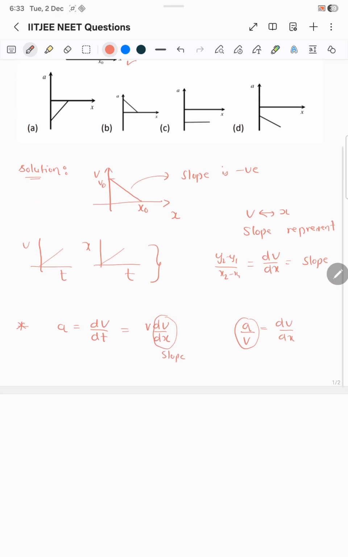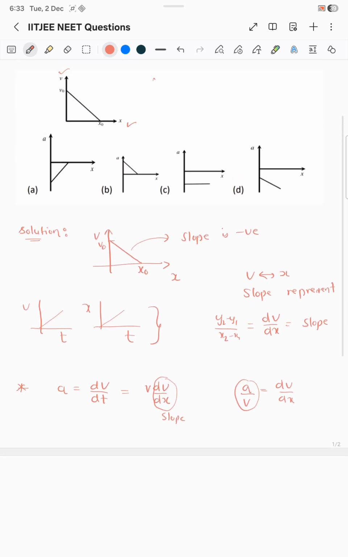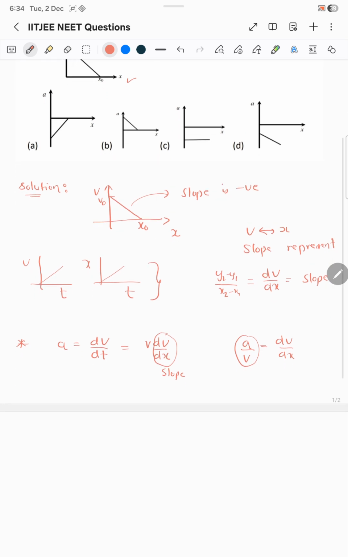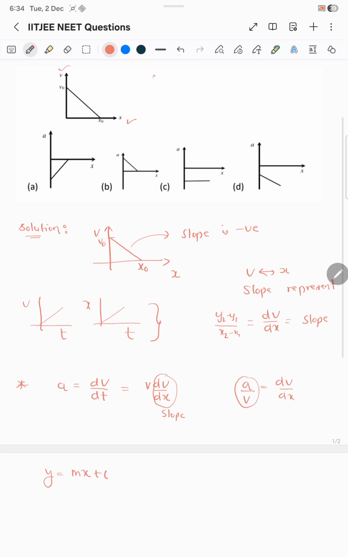Okay, so now this slope is a straight line graph. Can I find the equation of a straight line? Okay, so we'll try to find the equation of the straight line. This is the general equation of a straight line, y equal to mx plus c, where y is v, on my y axis I have velocity, and on x axis I have displacement. So what is the slope of my velocity displacement graph? Slope can be written as (y2 minus y1) by (x2 minus x1).